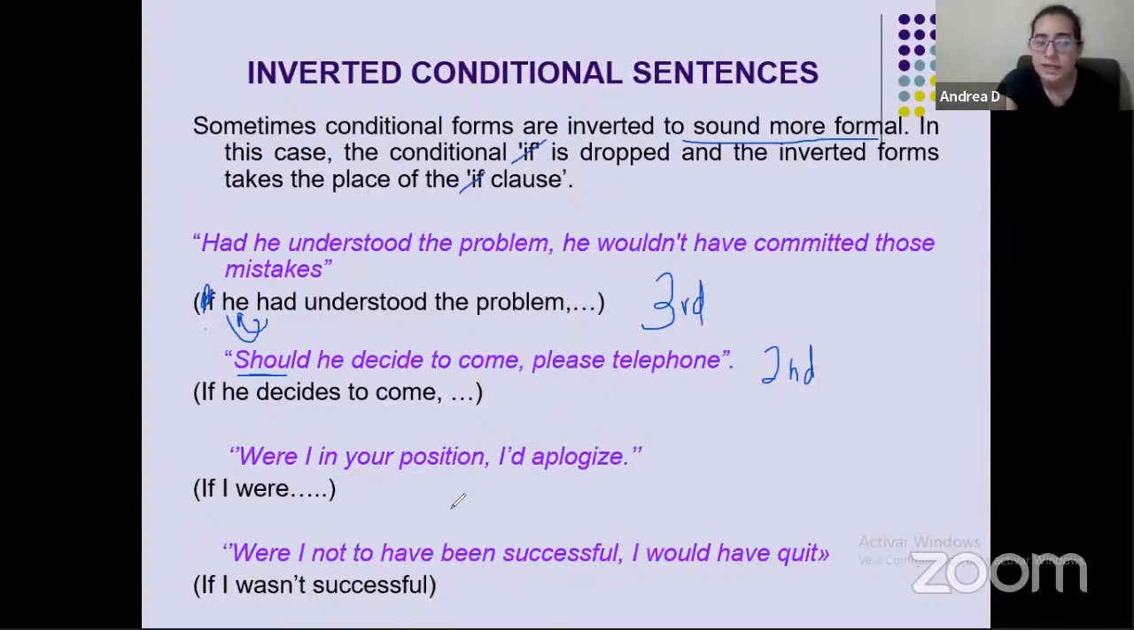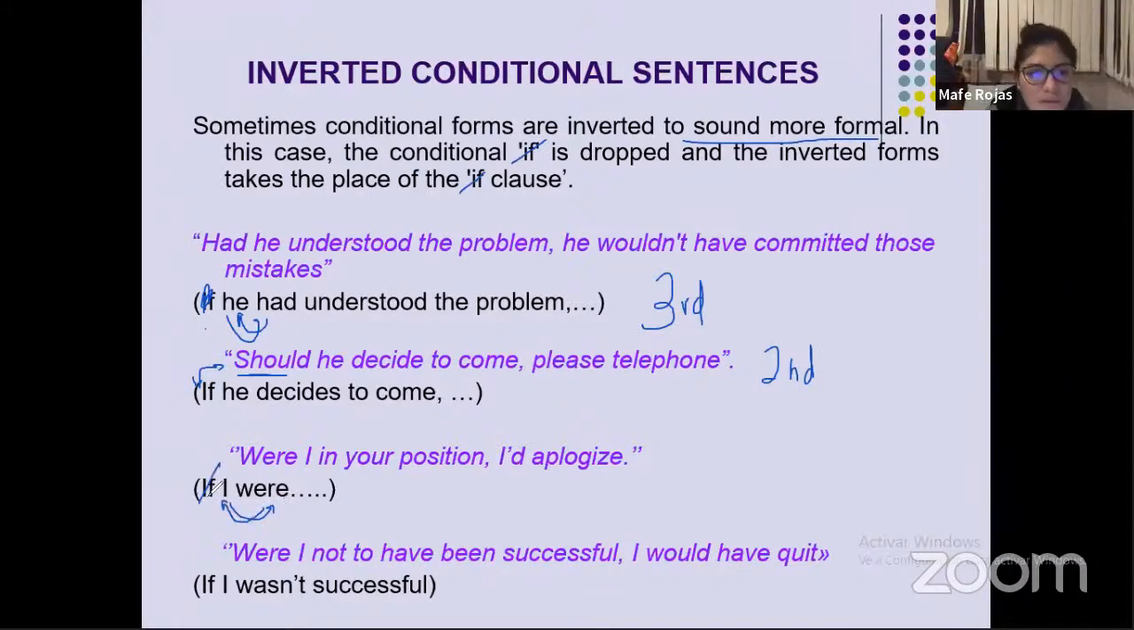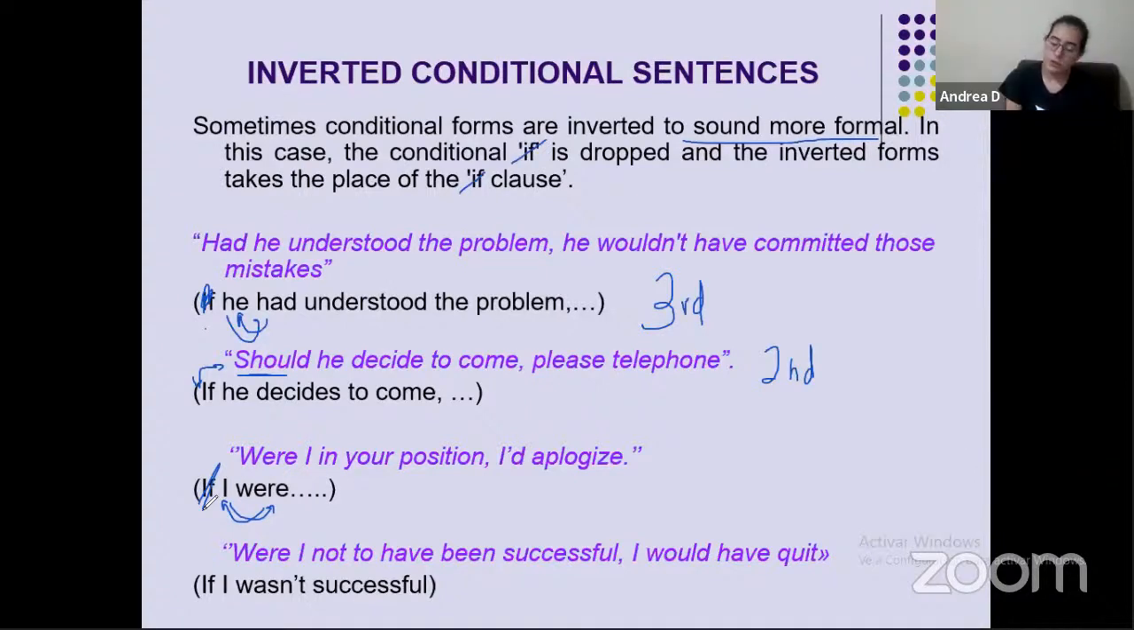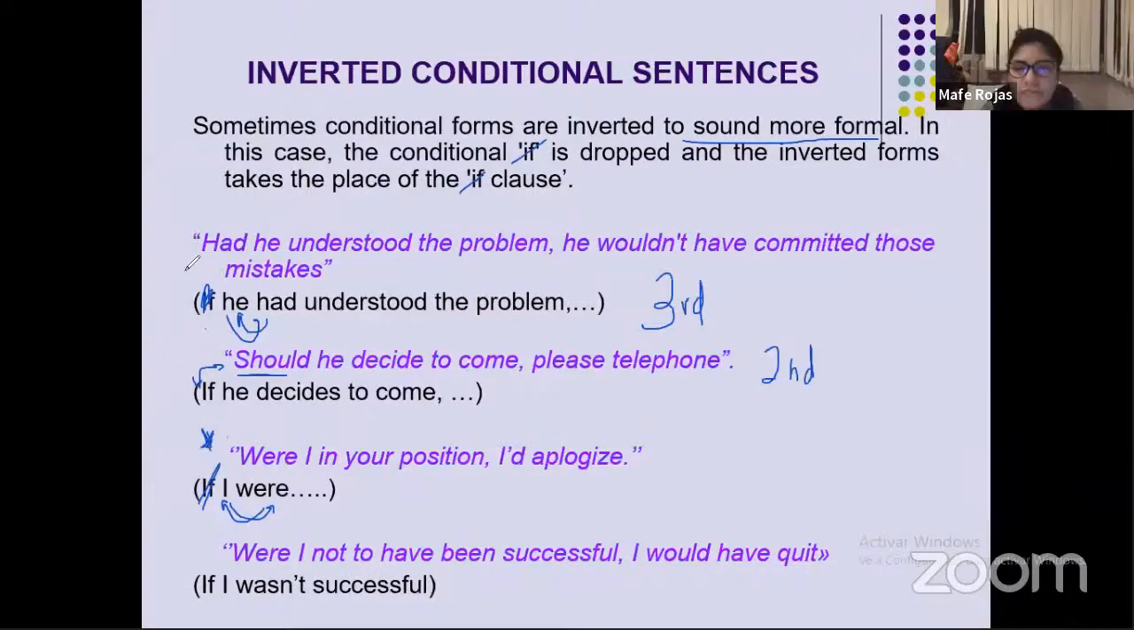And with the first one, we can invert the order as well. So in this case, we replace if with should. And here we can invert the order and drop the if. So, were I in your position, I would apologize. And the normal way is, if I were in your position, I would apologize. Okay. This is not that common. I haven't heard it that much. I have heard this too.